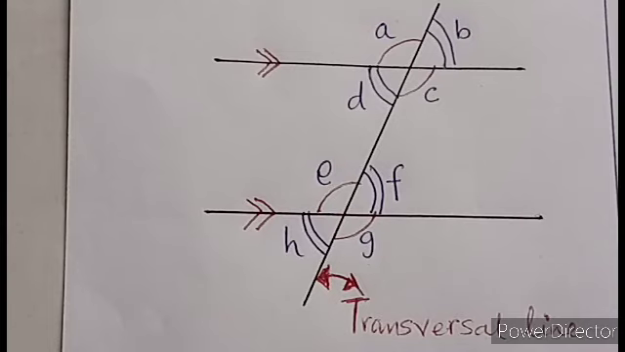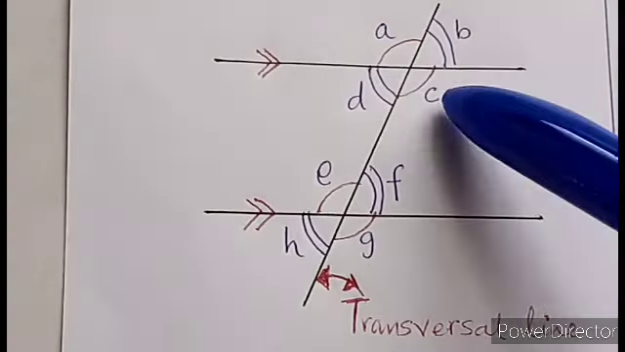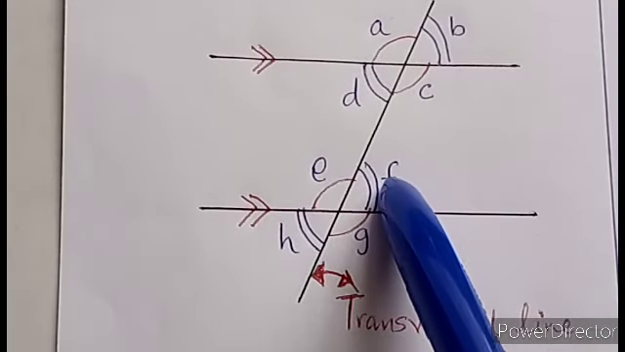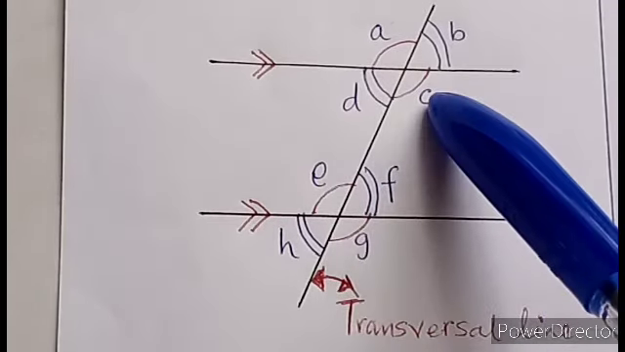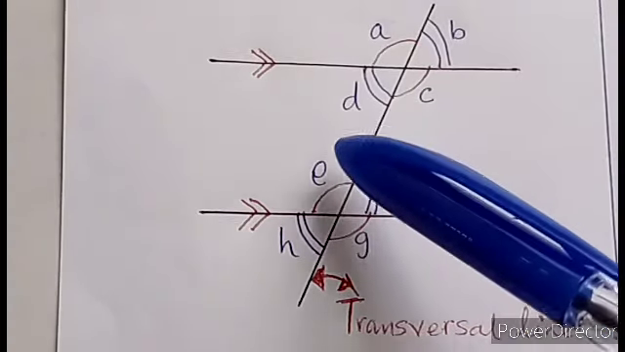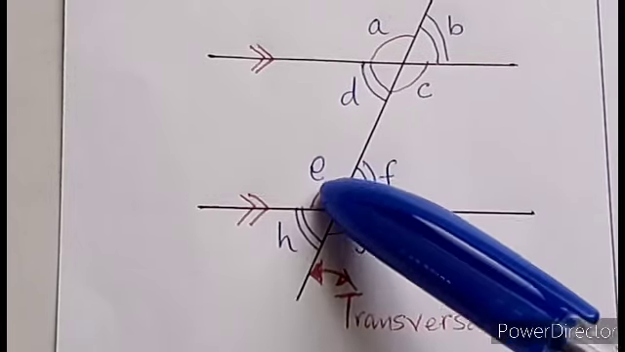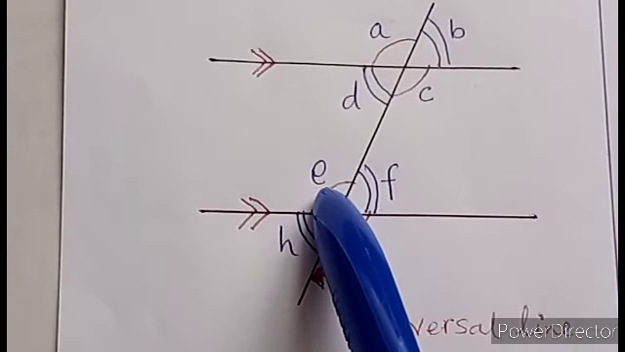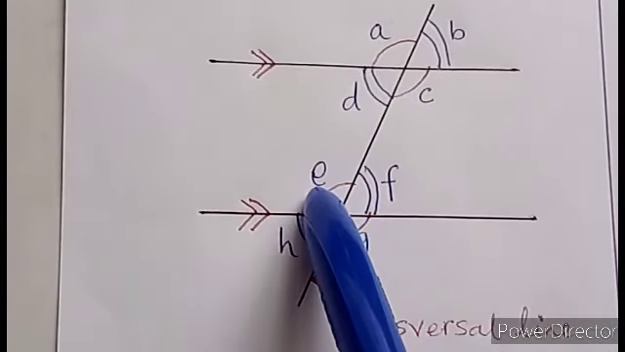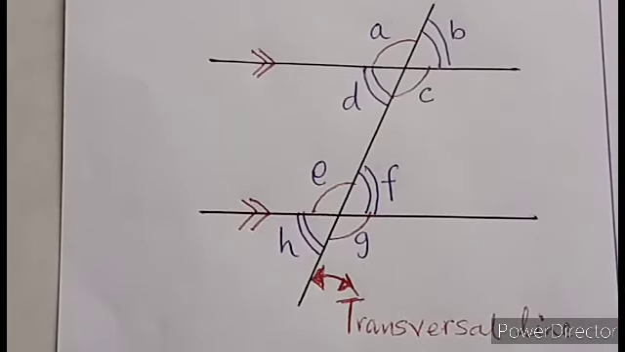So those angles, when you add them together, will give you 180. That means C and F are consecutive interior angles, which means that C plus F is equal to 180 degrees. Similarly, D and E are also consecutive interior angles, which simply means that D plus E equals 180 degrees.